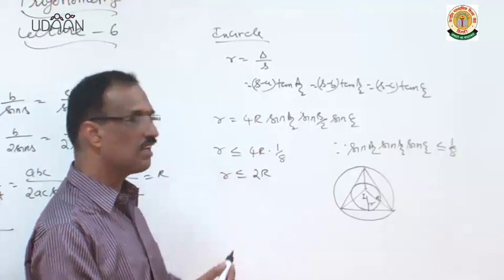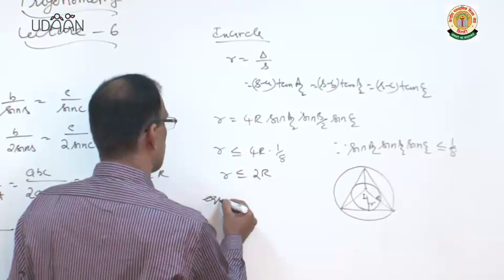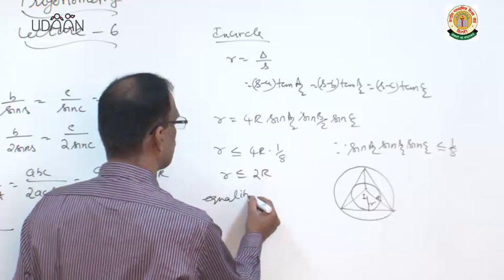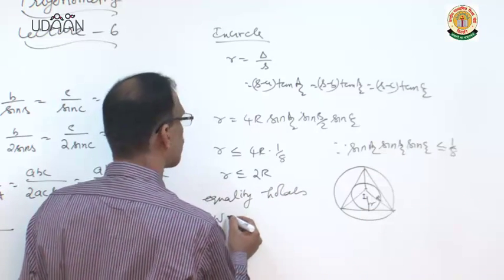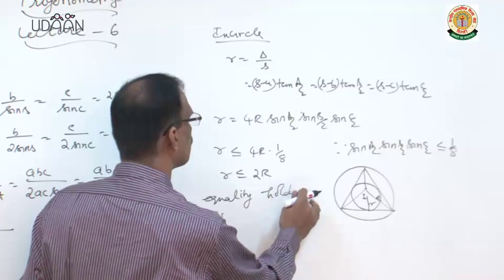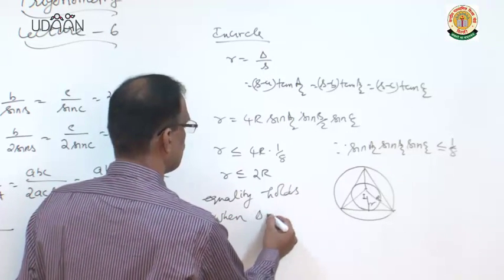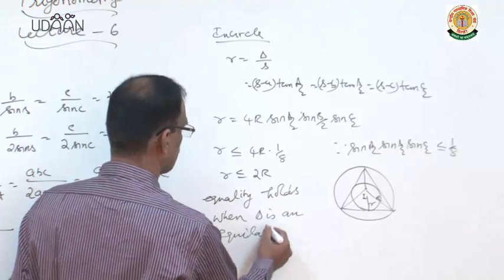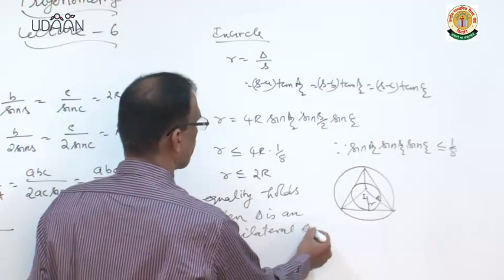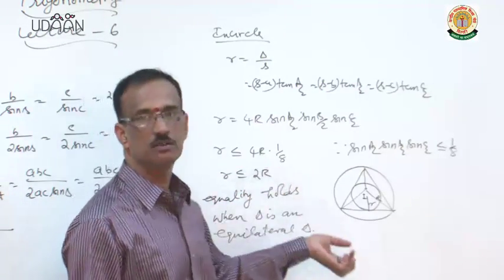So the equality holds, that is the equal sign holds, when the triangle is an equilateral triangle. So if you have an equilateral triangle, then you will get R equal to 2r.